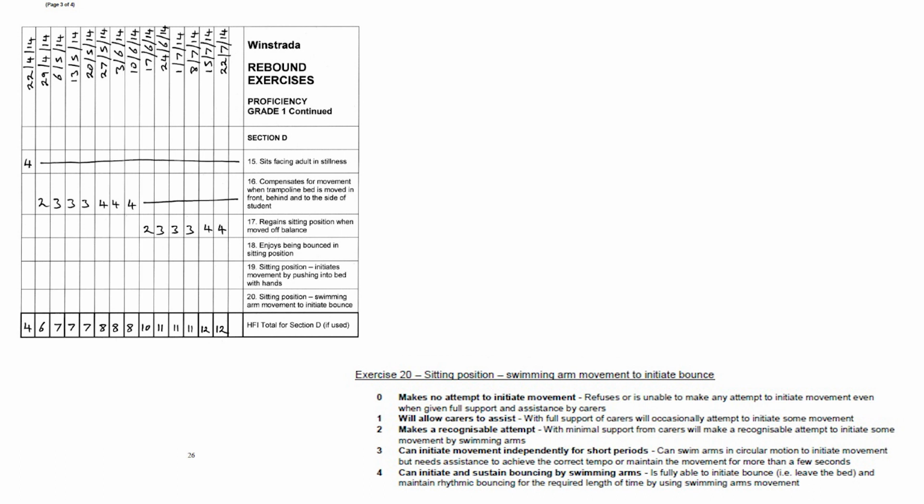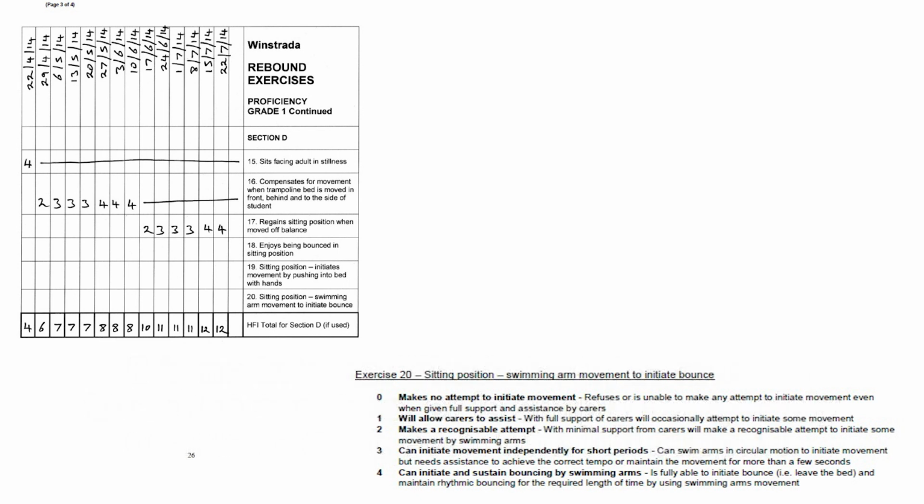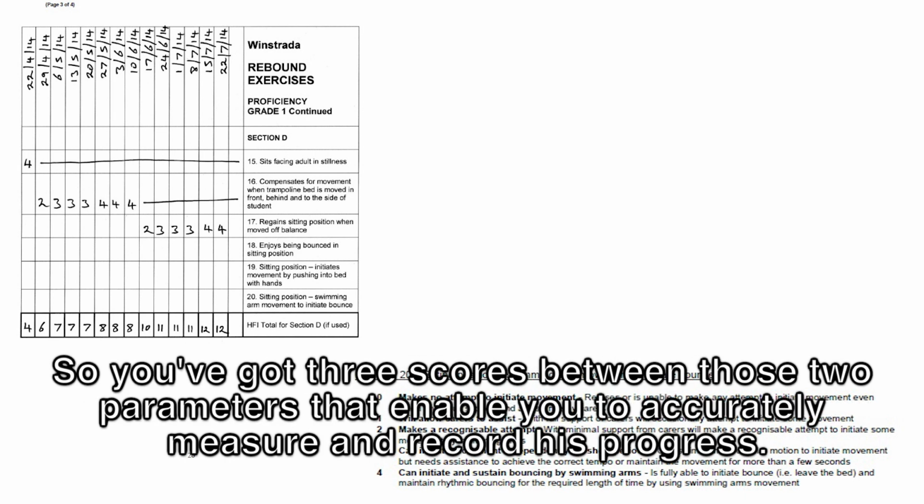See that? So 0 is no interest whatsoever, or refuses to do the exercise, or is simply completely unable to do it even with full support. Whereas 4 is equivalent to a tick, is able to independently complete the exercise. So you've got 3 scores between those 2 parameters that enable you to accurately measure and record his progress.